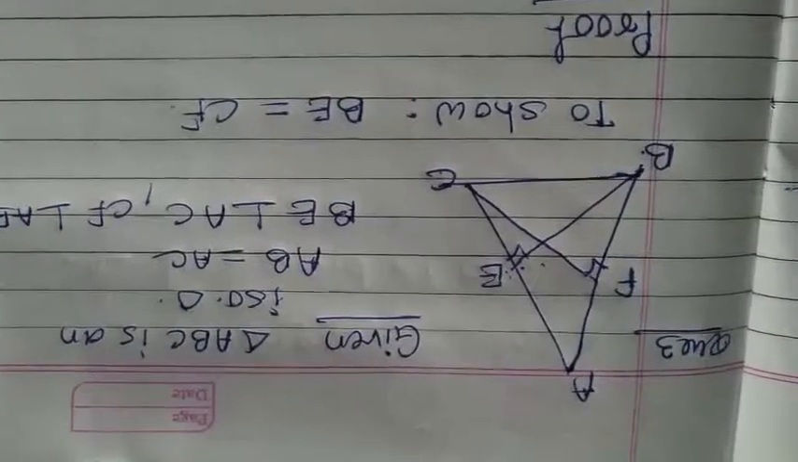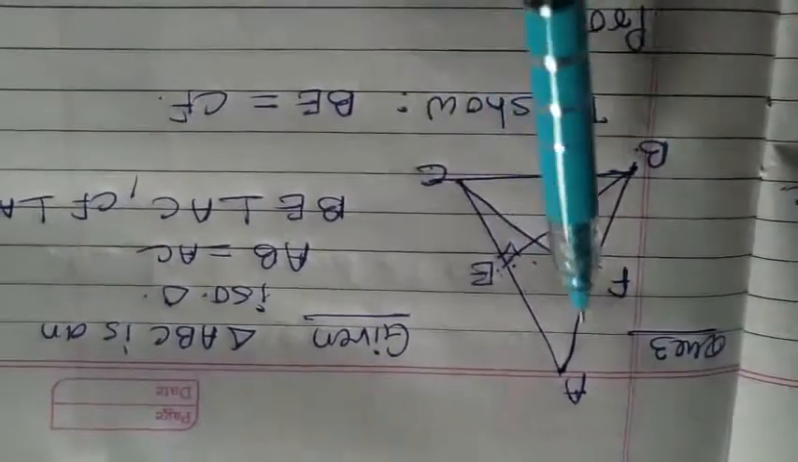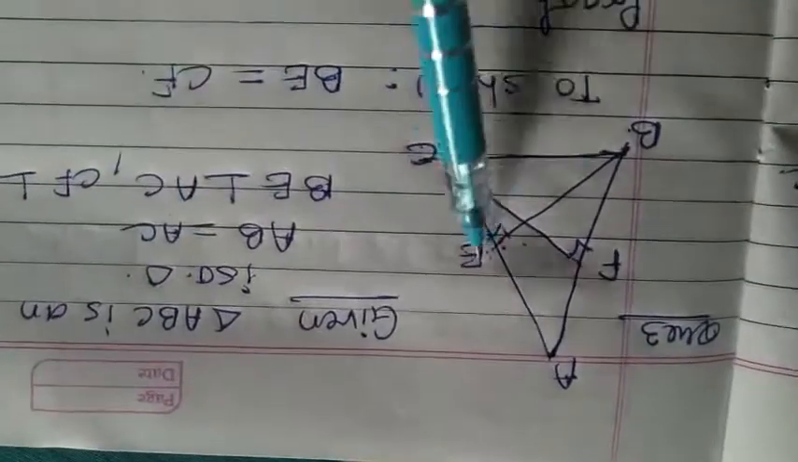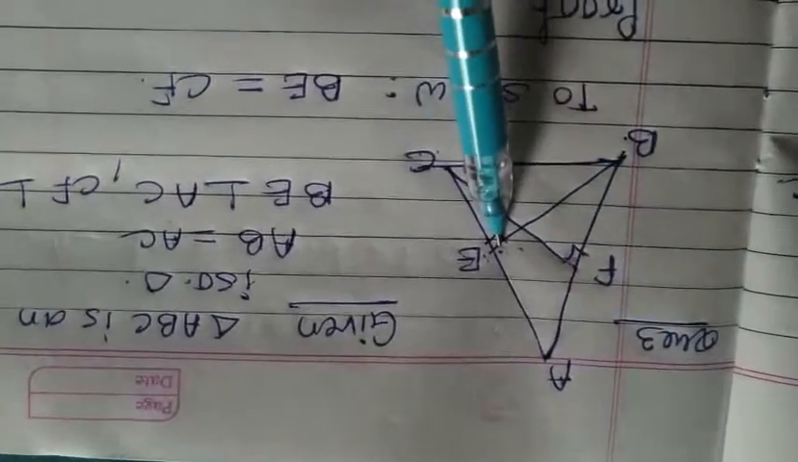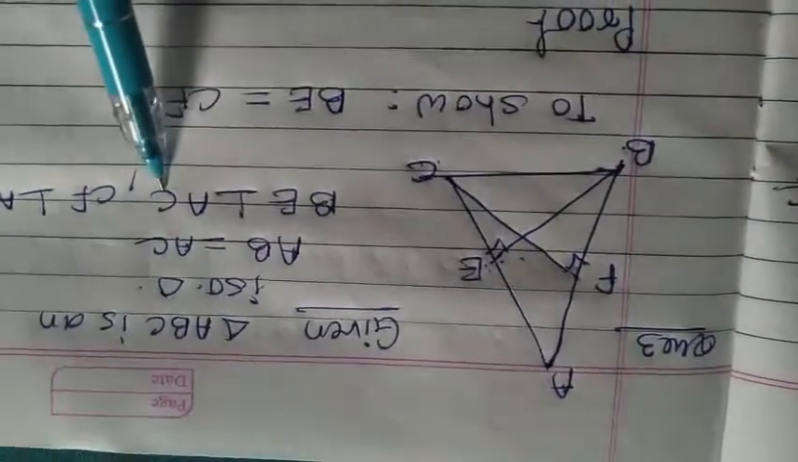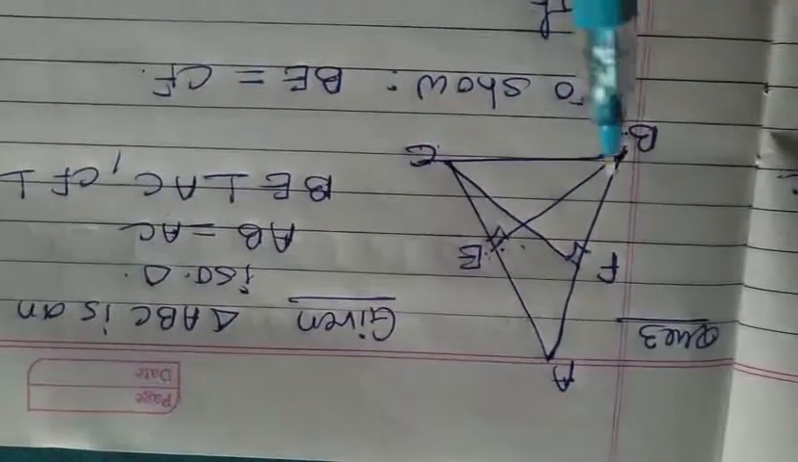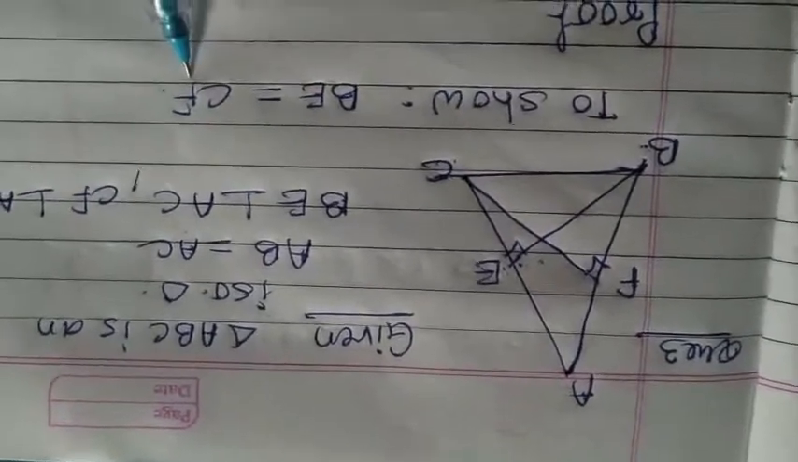Now question number three. Triangle ABC is an isosceles triangle in which AB is equal to AC. It is given that BE and CF are the altitudes. Altitudes means perpendicular segments. BE is perpendicular to AC and CF is perpendicular to AB, and we have to show that these altitudes are equal, meaning BE is equal to CF.